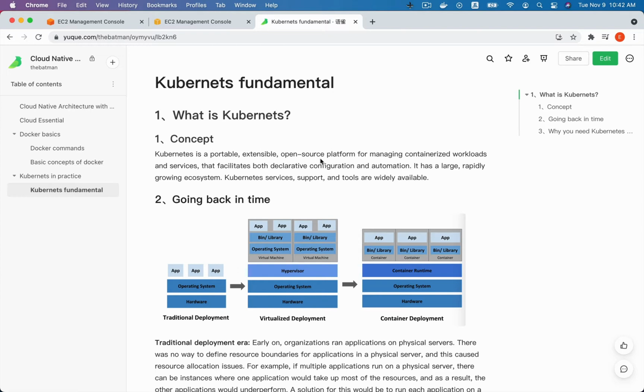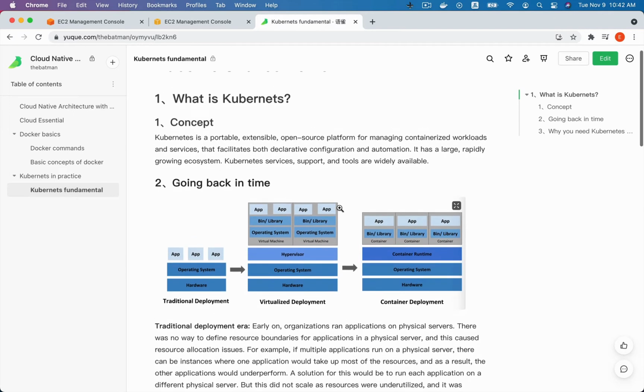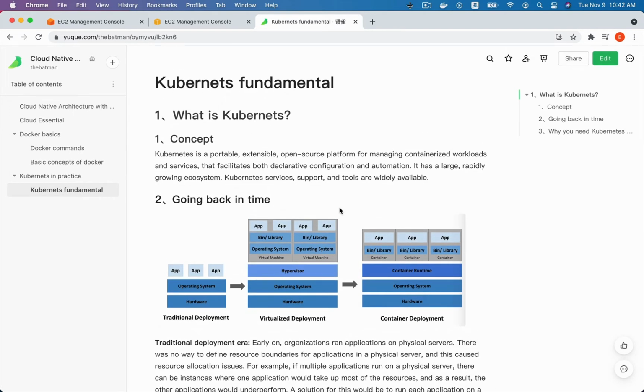In this lesson 21, we will study Kubernetes. In this lesson, we will learn what Kubernetes is, the concept of Kubernetes, and application deployment in the past, nowadays, and in the future, and why we need Kubernetes and its advantages.